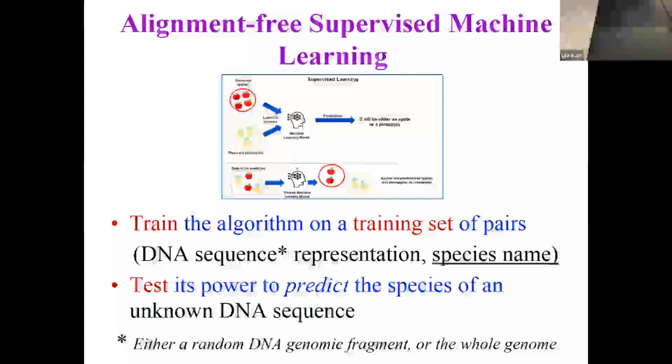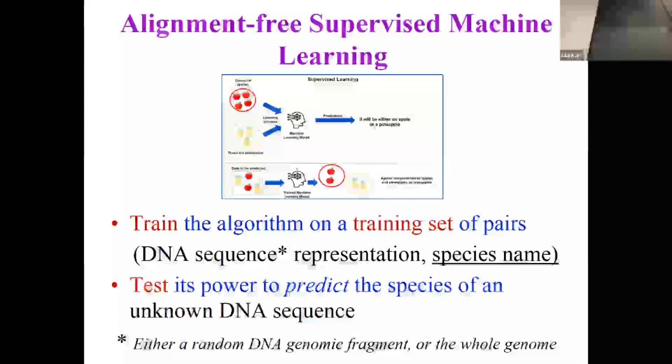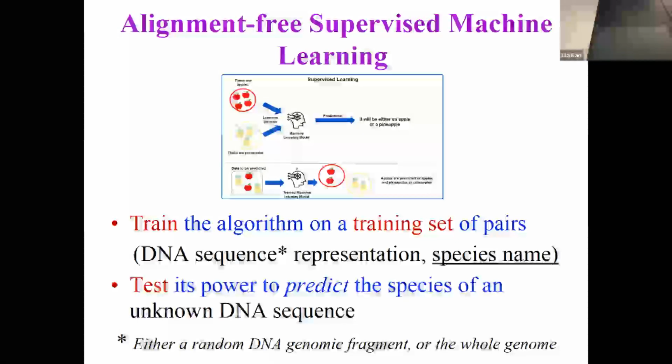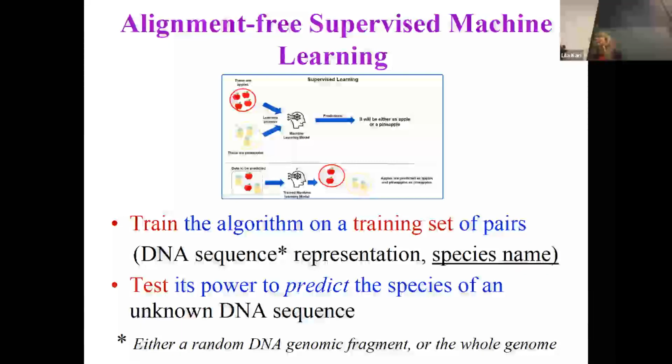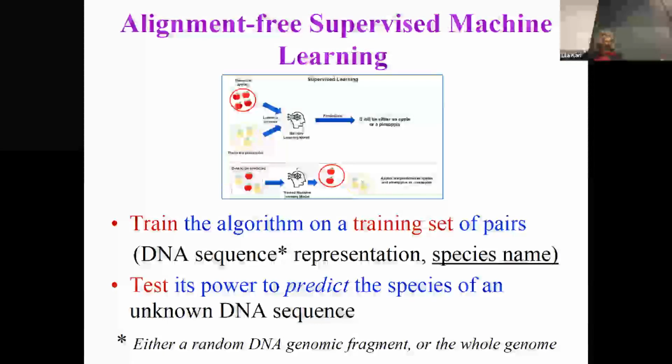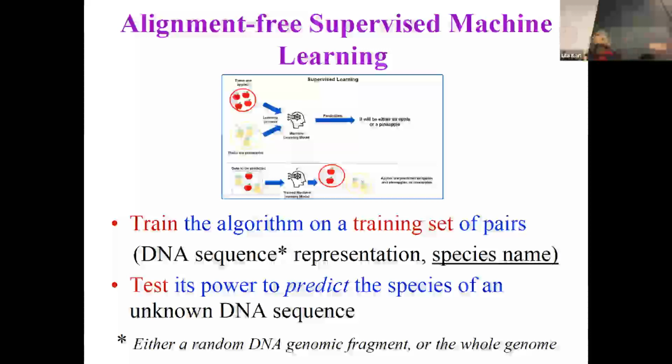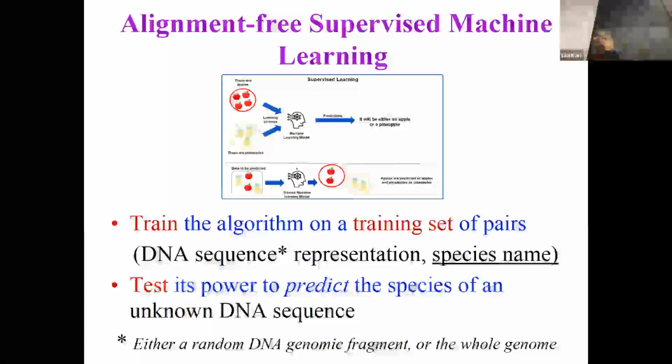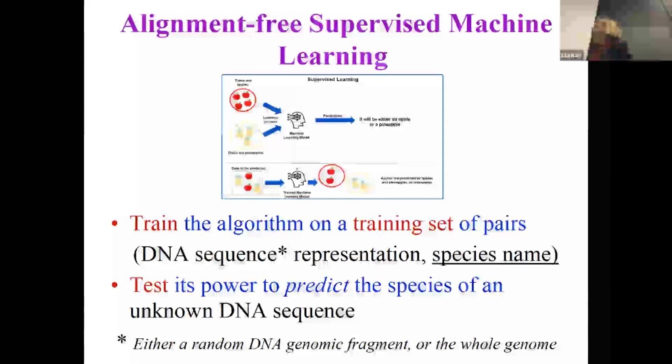Now, I just want to make a point here, because this makes this method completely different from alignment-based methods. When I talk about the DNA sequence, what do I mean by that? In general, we take a random fragment from the genome. It has to be of a certain length. Usually it works better if it's at least 2,000, then you can see a pattern with the naked eye. But definitely it doesn't need to be the whole genome. It doesn't need to be a gene, non-gene, coding, non-coding, junk, it doesn't matter.